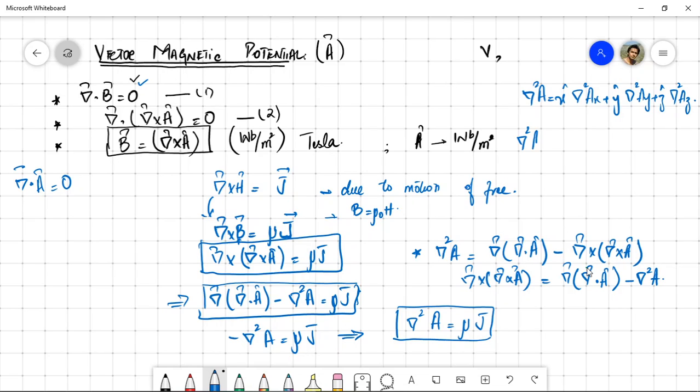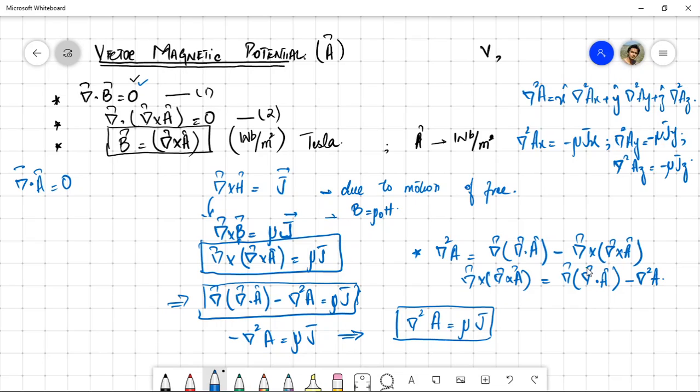We can say that ∇²Ax is going to be equal to minus μ0 Jx, the x part of the current density. Similarly, ∇²Ay is going to be equal to minus μ Jy, and similarly ∇²Az will be equal to minus μ Jz. So what he's done here is that he has divided this equation into its three rectangular components form.